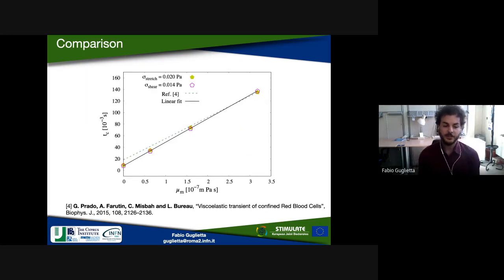Finally, we report here the relaxation time at varying membrane viscosity for small load strength. So we select both for the stretching and the shear, the smallest load strength that we simulated. And here we can see that there is a linear dependency. We also compared our result with the same as Prado et al., and there is a good agreement also with them.